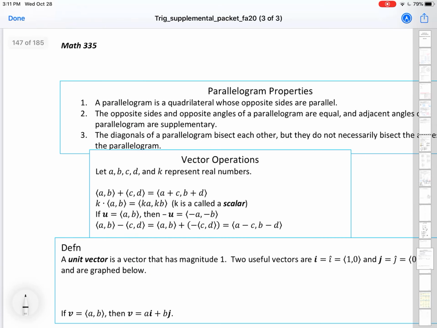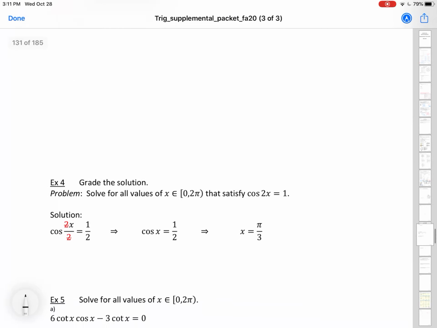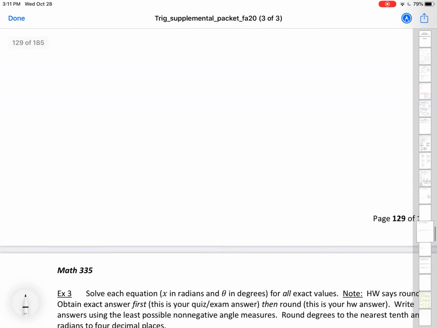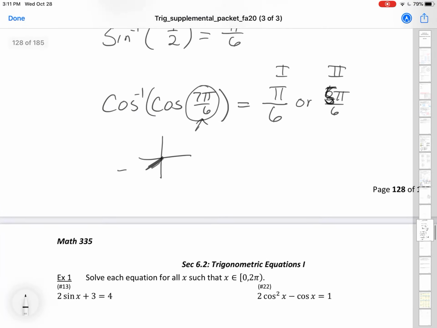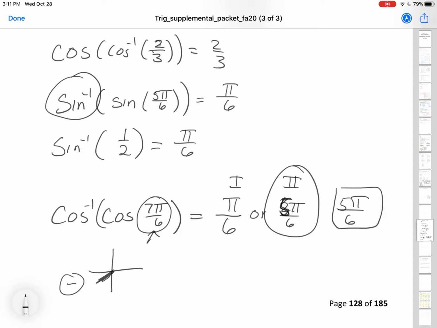We are absolutely dealing with, because it's negative, a second quadrant angle, and 5 pi over 6 is the desired answer. Again, what could somebody do? They could step themselves through this. Hey, cosine of 7 pi over 6, negative root 3 over 2. Cosine inverse of negative root 3 over 2? Absolutely 5 pi over 6.